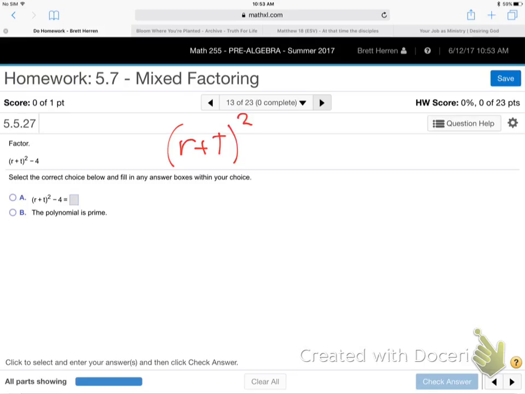R plus T squared minus 4. Do you see that that's really two things? The first one's just a big thing. It's two things. So do it like we do with two things. What do we do with two things? It's the only thing we do with two things. FL. That's a big FL. Makes sense.